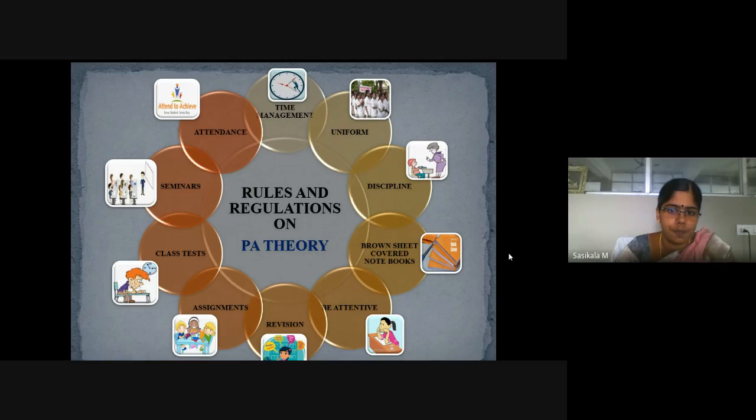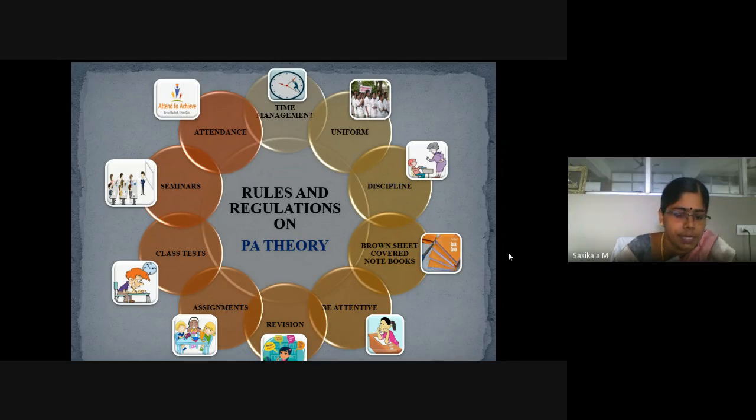So these are all the academic requirements for pharmaceutical analysis theory. Time management, uniform, discipline, brown sheet covered notebooks, be attentive to the class, then revision on each class, then assignments after each unit, then class test after every chapter, then seminars on interested topics for the interested persons, then attendance. Seminars mandatory. Then assignments, mostly according to your syllabus, you need to submit printed assignments, not written assignments.